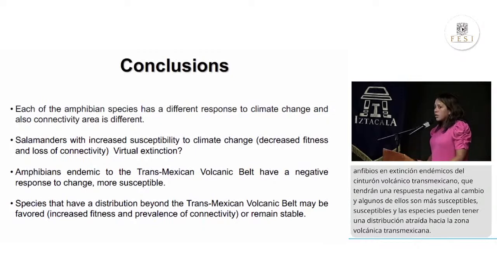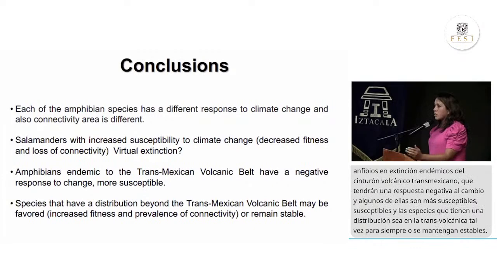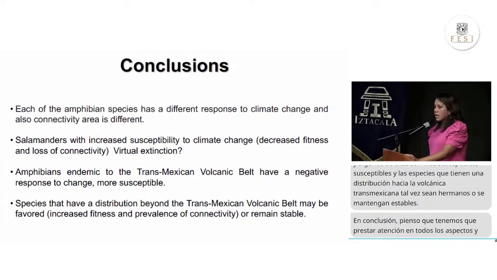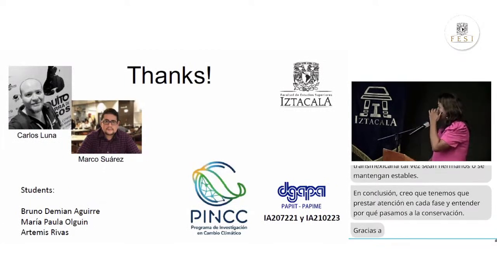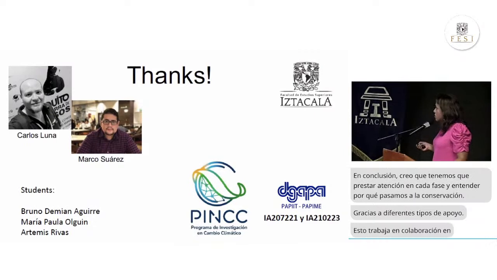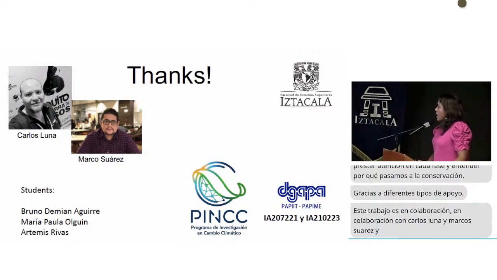In conclusion, I think that we have to focus on every species and understand what will happen for conservation. Thanks to the different kinds of support. This work is in collaboration with Carlos Luna and Marcos Suarez, and also with the students working in our laboratory. Thanks.